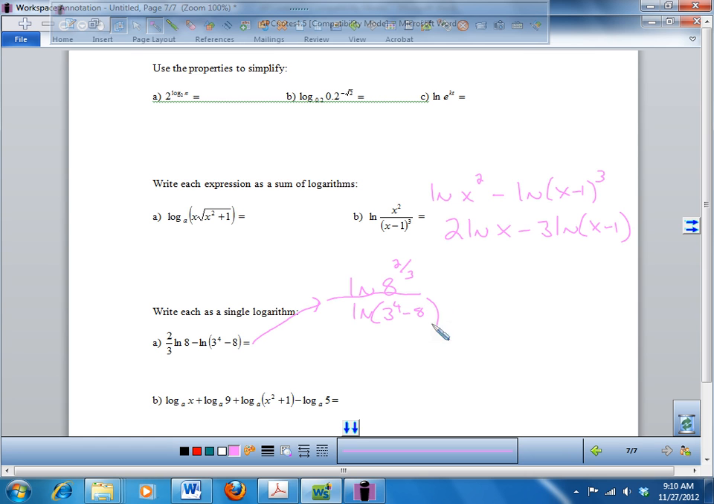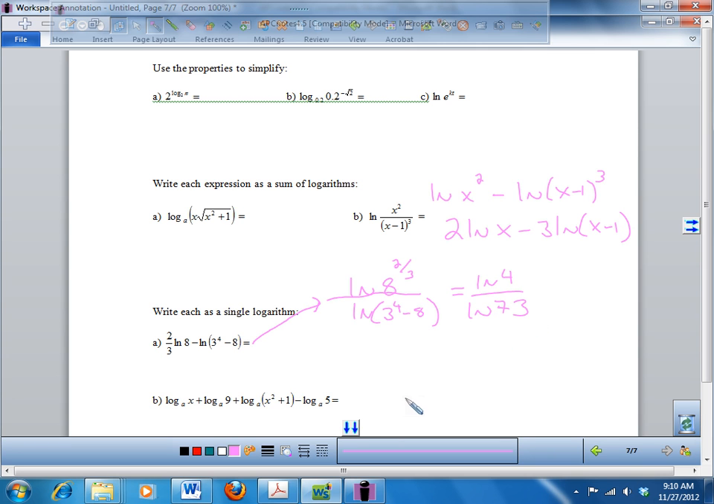minus 8. And then, does anyone know what 8 to the 2/3 power is? 4. Yeah, it is 4 because it's the cube root of 8, which is 2, squared, which is 4. So this is the natural log of 4 over the natural log of 3 to the 4th, which is 81, minus 8. Minus 8 gives you 73. And so that's how you would do that one.